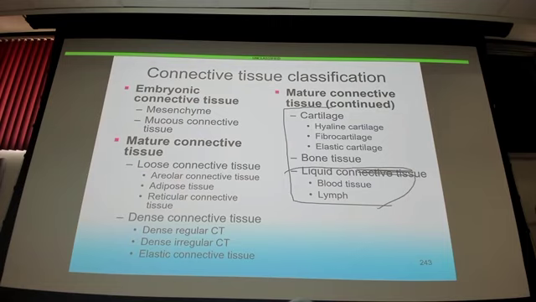All right. Then mature connective tissue is loose or dense. Loose connective tissue types are going to include areolar, adipose tissues, and then reticular connective tissues. And then when we look at dense connective tissues, we're going to see that there is dense regular and dense irregular.